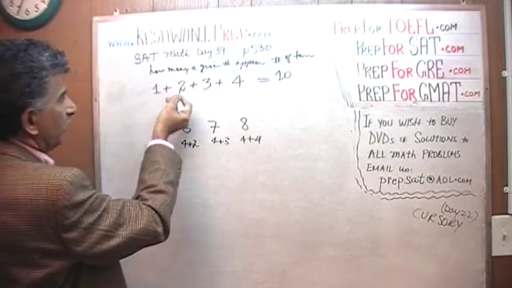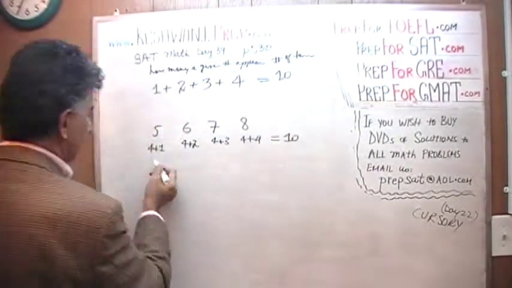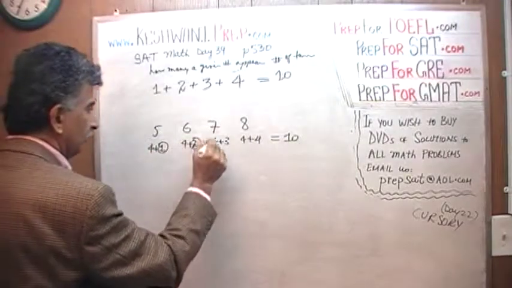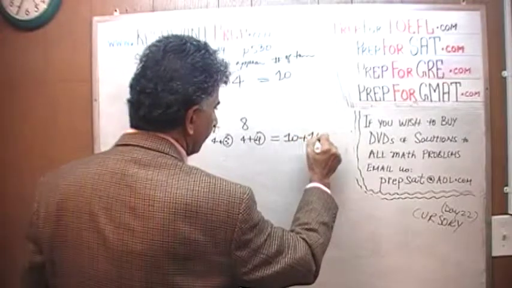We already know the sum of 1, 2, 3, and 4. That's 10. So this term is going to be 10, which is the sum of 1 plus 2 plus 3 plus 4, and then we have 4, 4. 10 plus 16 or 26.